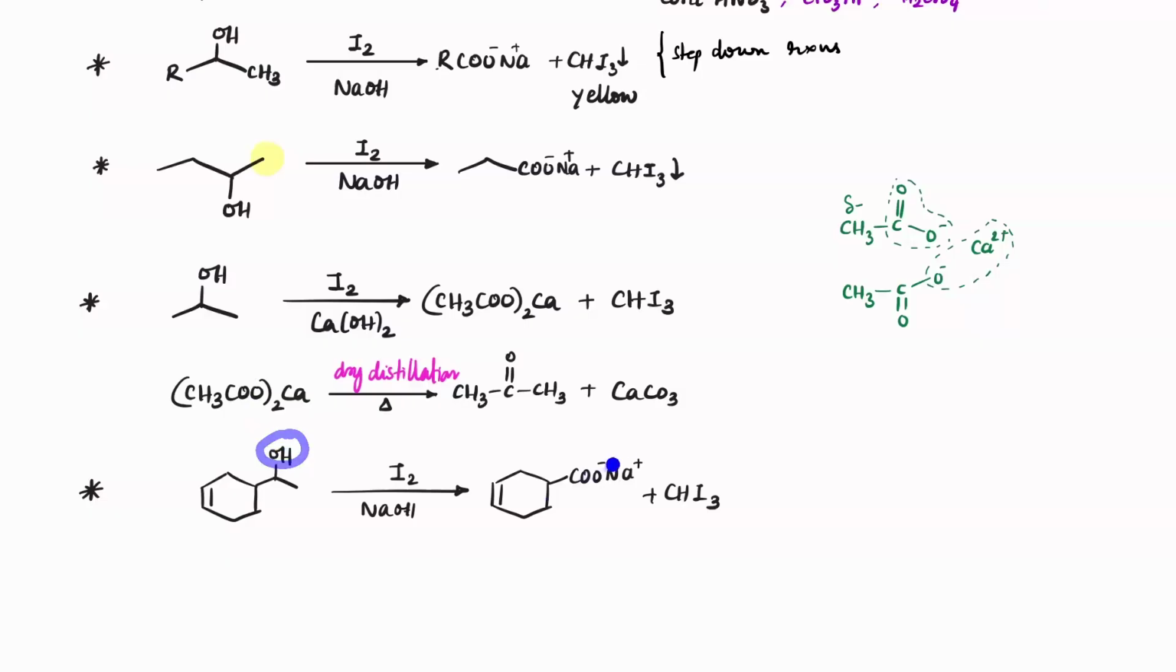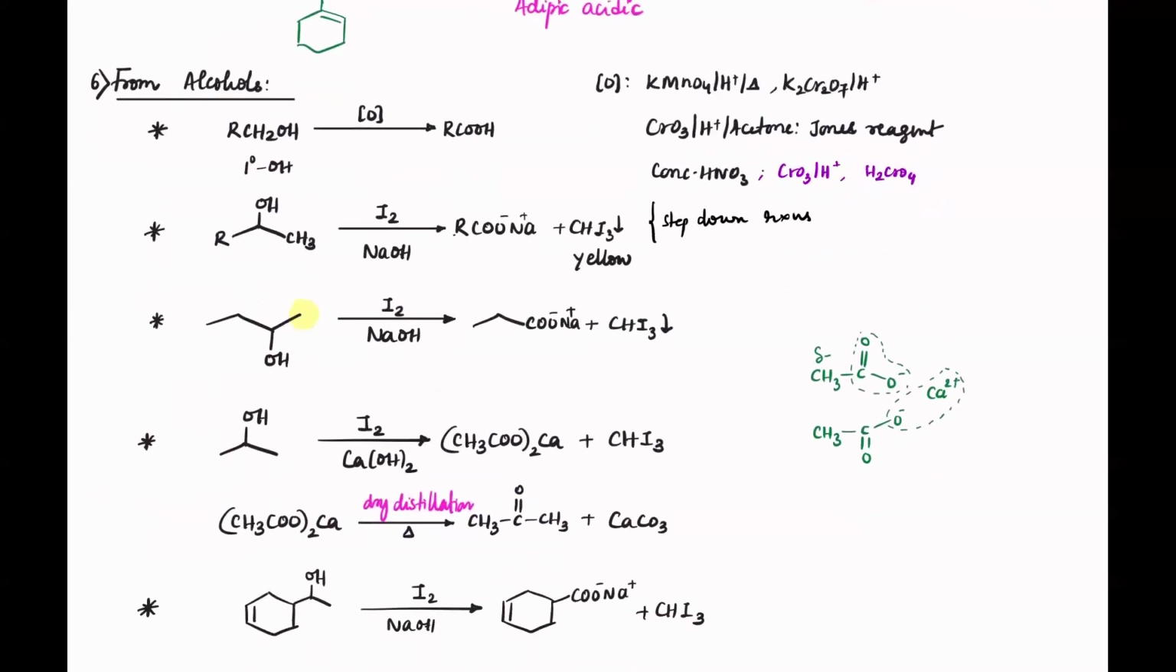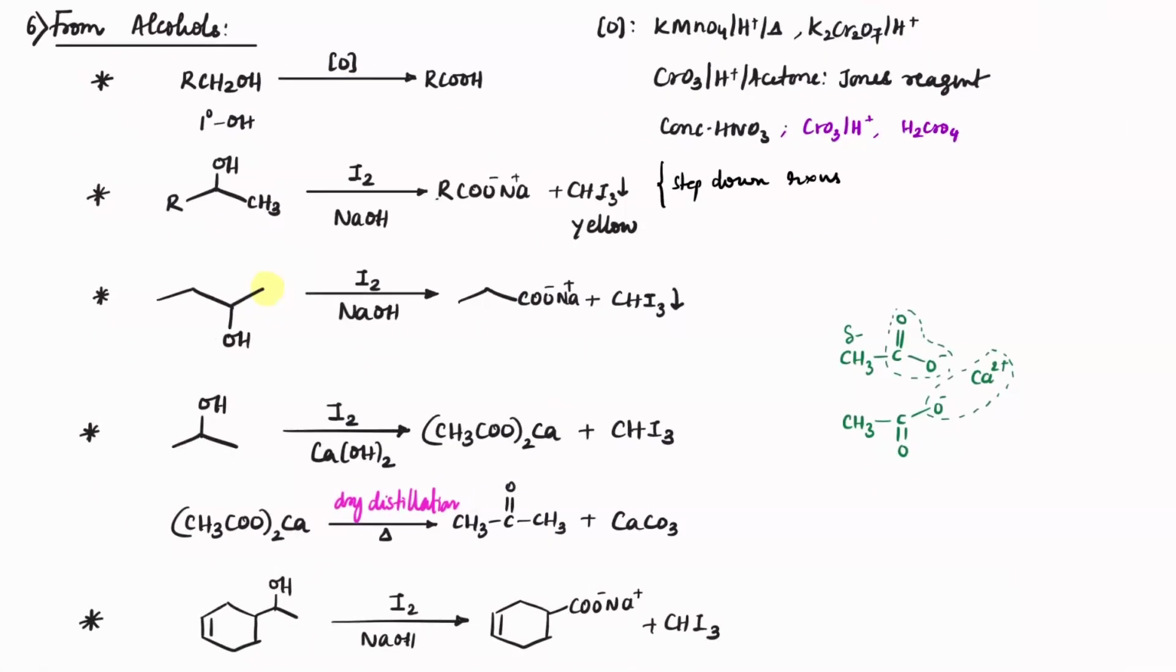If you have this alcohol, again I'll get this COO minus. One important thing to note is that it does not disturb the double bond. So the double bond will be intact and COO minus is formed. So especially when you do not want the double bond to get disturbed, this is a better way to get the acids from alcohols. Okay. These are all the reactions of alcohols converting into an acid.